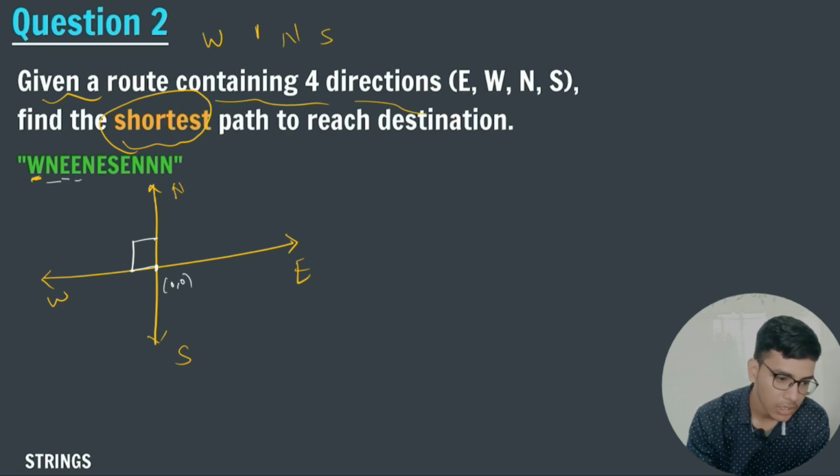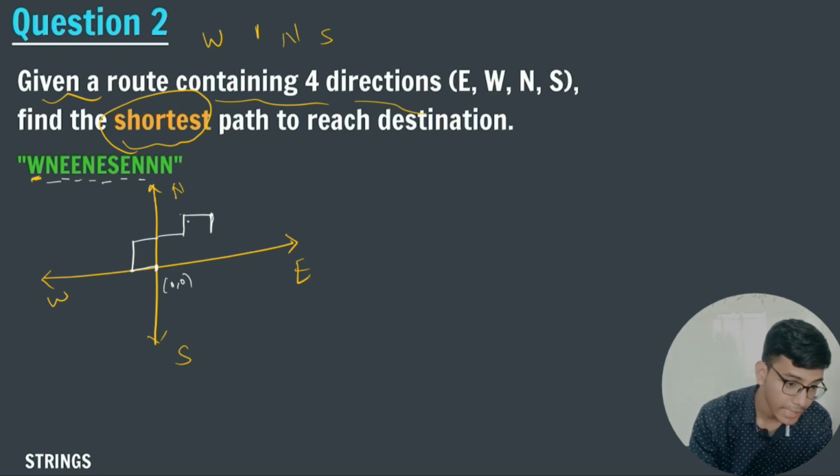After that again east, so I will travel east 1 unit. After that again north 1 unit. After that again east 1 unit. After that south 1 unit, right? After that east, so from south to east 1 unit. After that north, and again north 1 unit. After that again north, and finally this is my end point.